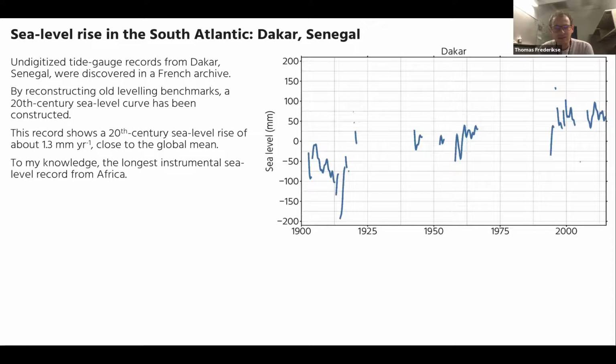And what it nicely shows is that it's another independent confirmation that sea level has risen over the 20th century, and this showed a trend of about 1.3 millimeters per year. That's pretty close to the global mean. And as far as I know, this is the longest instrumental sea level record from Africa. So that is already one extra dot on the map.